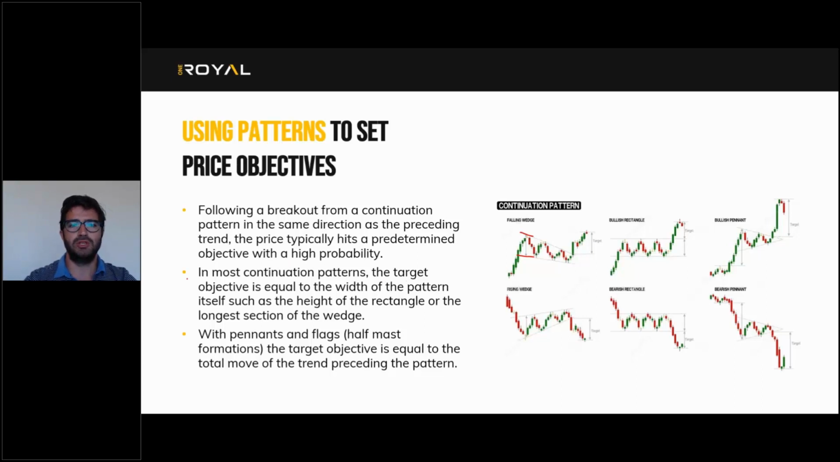In most continuation patterns, the target objective is equal to the width of the pattern itself, such as the height of the rectangle or the longest section of the wedge. So if we're talking about the falling wedge, the best target profit to use here is by taking the width of the longest section of this wedge, which is this one. This is the longest one. This is the shortest one, obviously. So you will take the longest one and then you will drag it to the entry price.